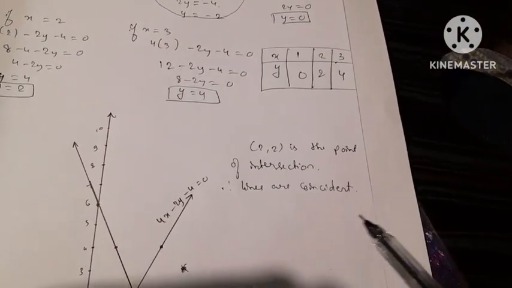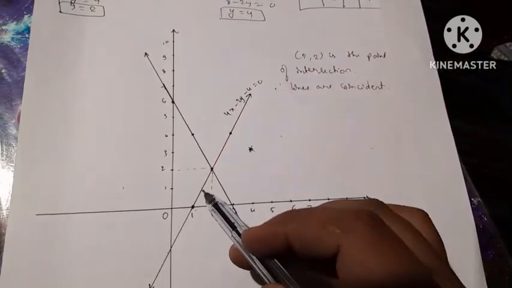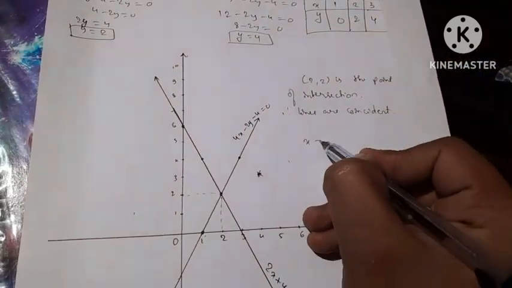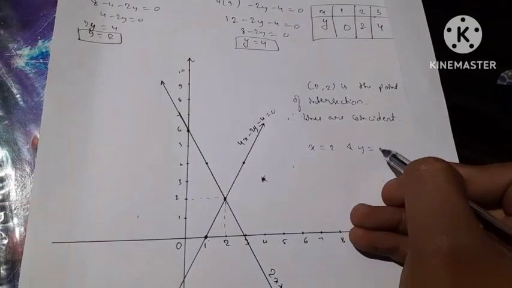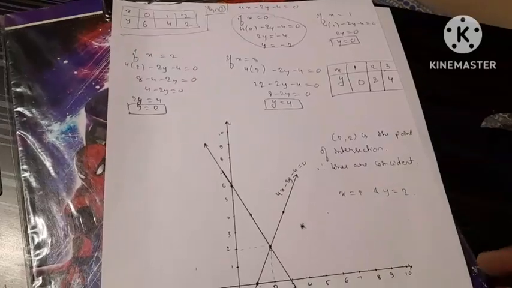So the lines are coincident. We get the answer as 2, 2. X is equal to 2 and y is equal to 2. Now similarly we have to go for question number 4. Let's solve that.